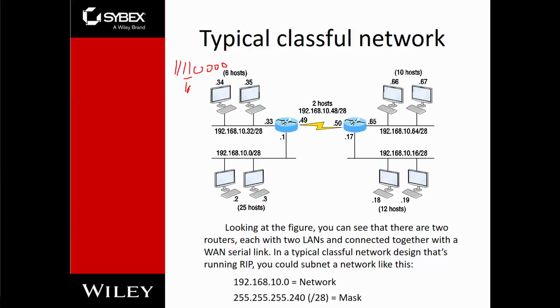So that actually will not work here. Let's double check. 25, 26, 27, 28. 1, 2, 4, 8, 16. So yeah, that does not work here at all. Also, we need 2 hosts, and we're giving them 16, 14 usable. So here we're wasting 12 addresses. That's one of the problems with classful networks, we start wasting hosts.